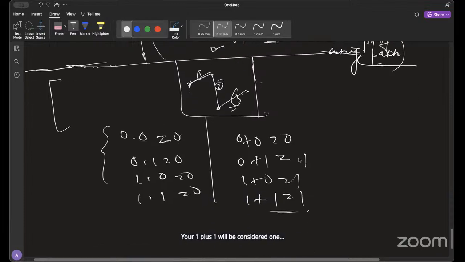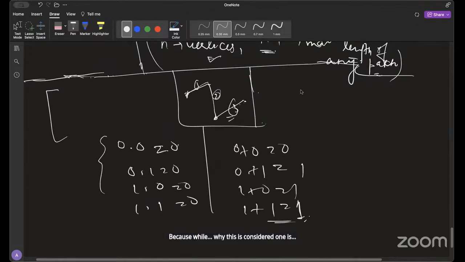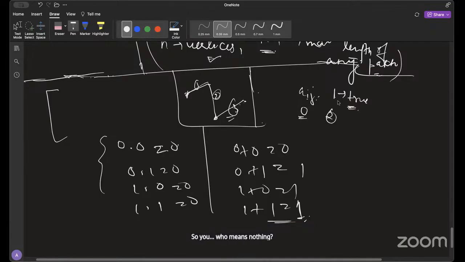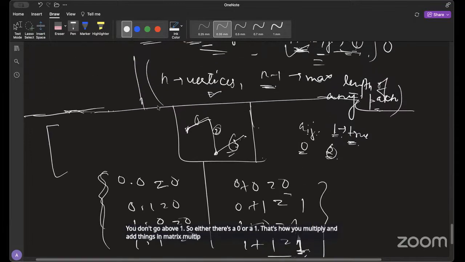Why is this considered 1? When you do aij, this 1 represents true. True in what sense? That there is an edge from i to j. That's what it represents, right? So 0 means there's no edge, 1 means there is an edge. So you keep a 1 here. You don't go above 1. So either there's a 0 or a 1. That's how you multiply and add things in matrix multiplication while you do these things.